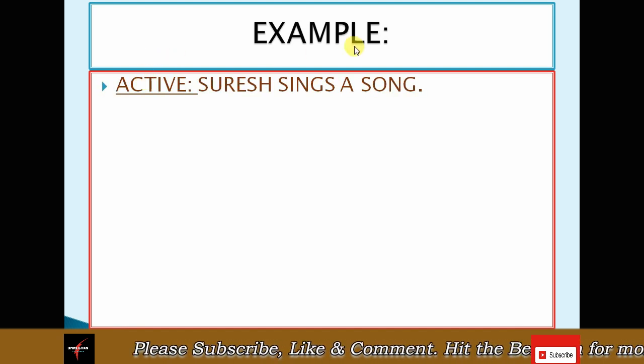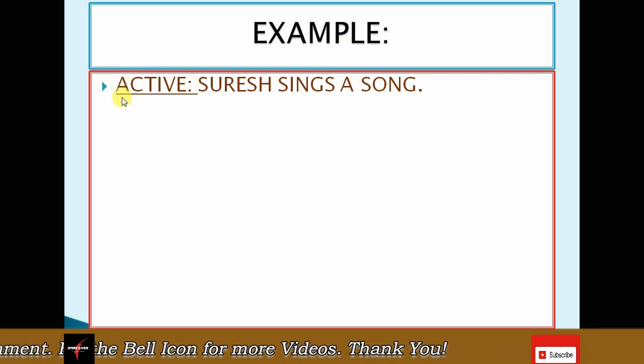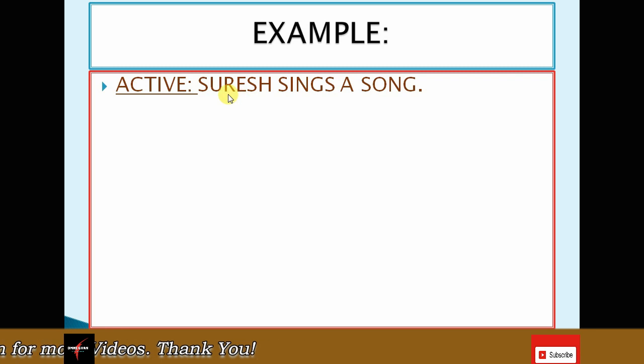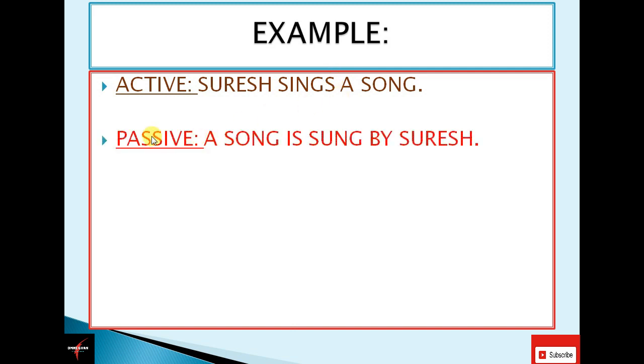Now let us learn some examples from active to passive voice. Now this is an example of active voice, okay? The sentence is Suresh sings a song. Now we change it into passive voice. So in passive voice, a song is sung by Suresh.